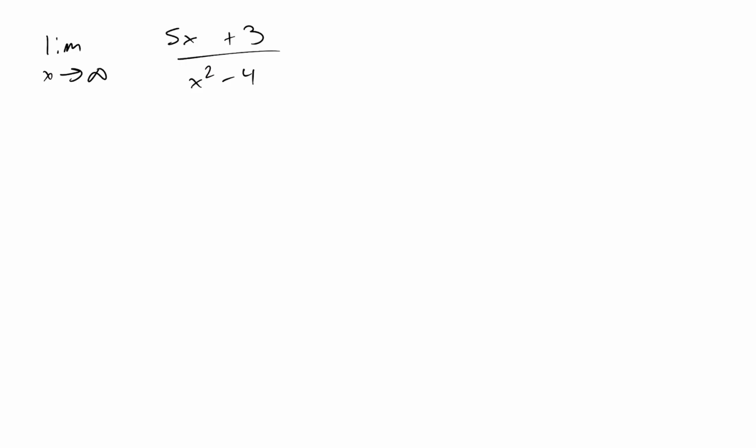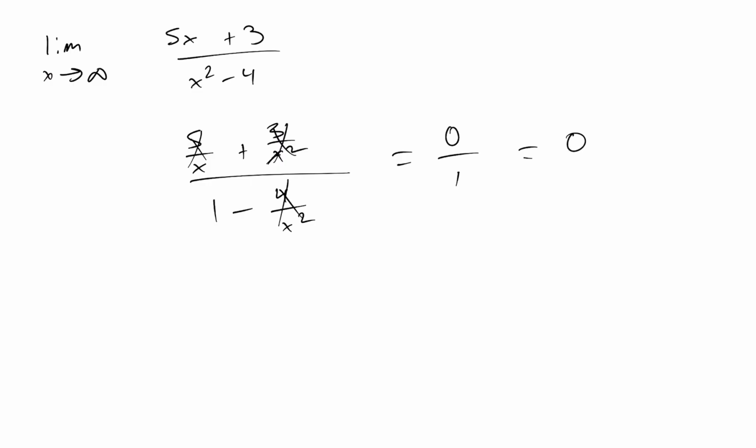And that's going to leave us with (5 over x plus 3 over x squared) all over (1 minus 4 over x squared). And so since x is going to infinity, the numerator is going to be equal to 0, and the denominator is going to be equal to 1, and 0 over 1 is equal to 0. So our limit in this case is 0.